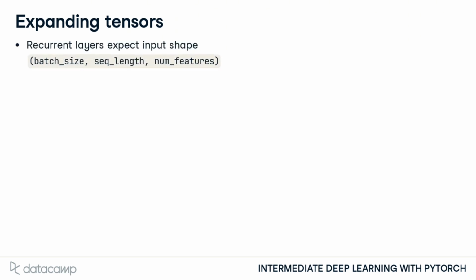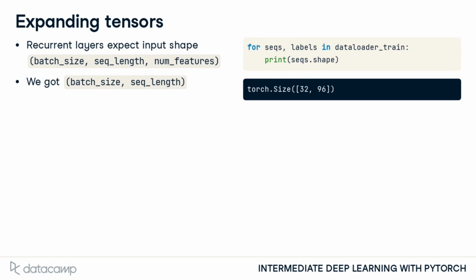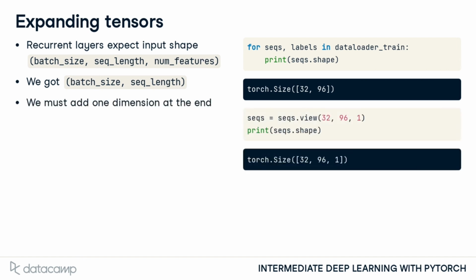All recurrent layers, RNNs, LSTMs, and GRUs, expect input in the shape batch size, sequence length, number of features. But as we loop over the data loader, we can see that we got the shape batch size of 32 by the sequence length of 96. Since we are dealing with only one feature, the electricity consumption, the last dimension is dropped. We can add it, or expand the tensor, by calling view on the sequence and passing the desired shape.